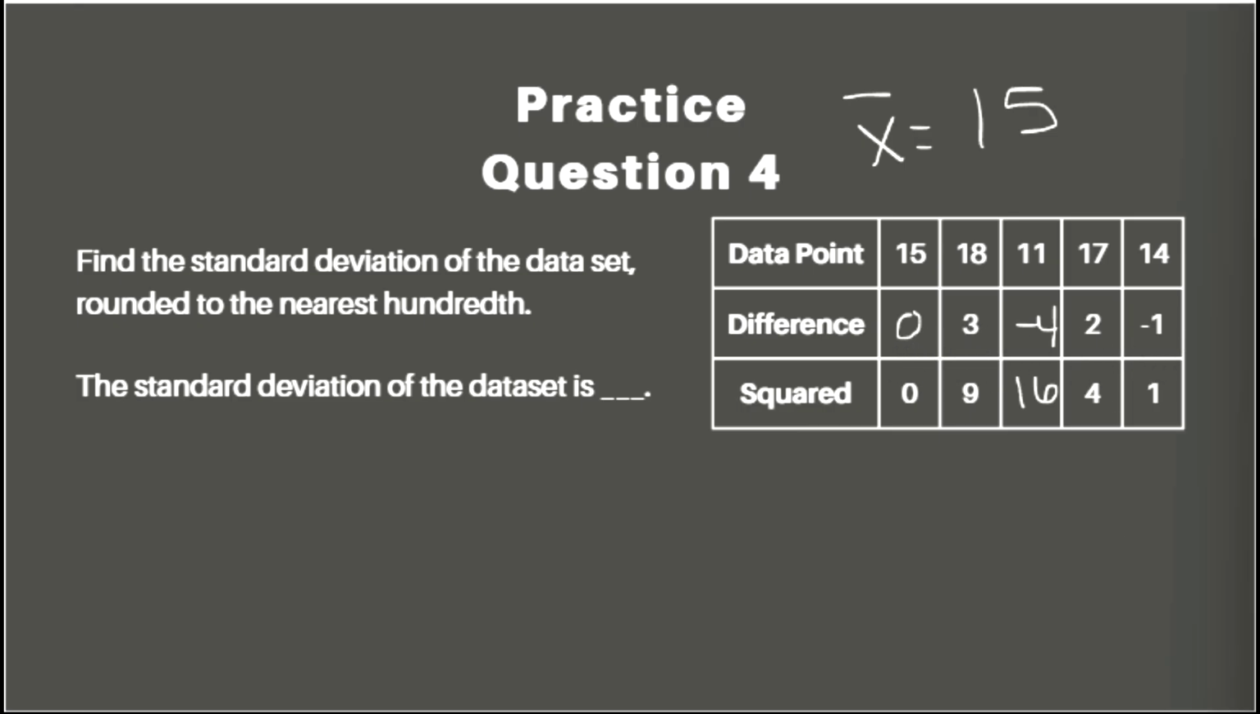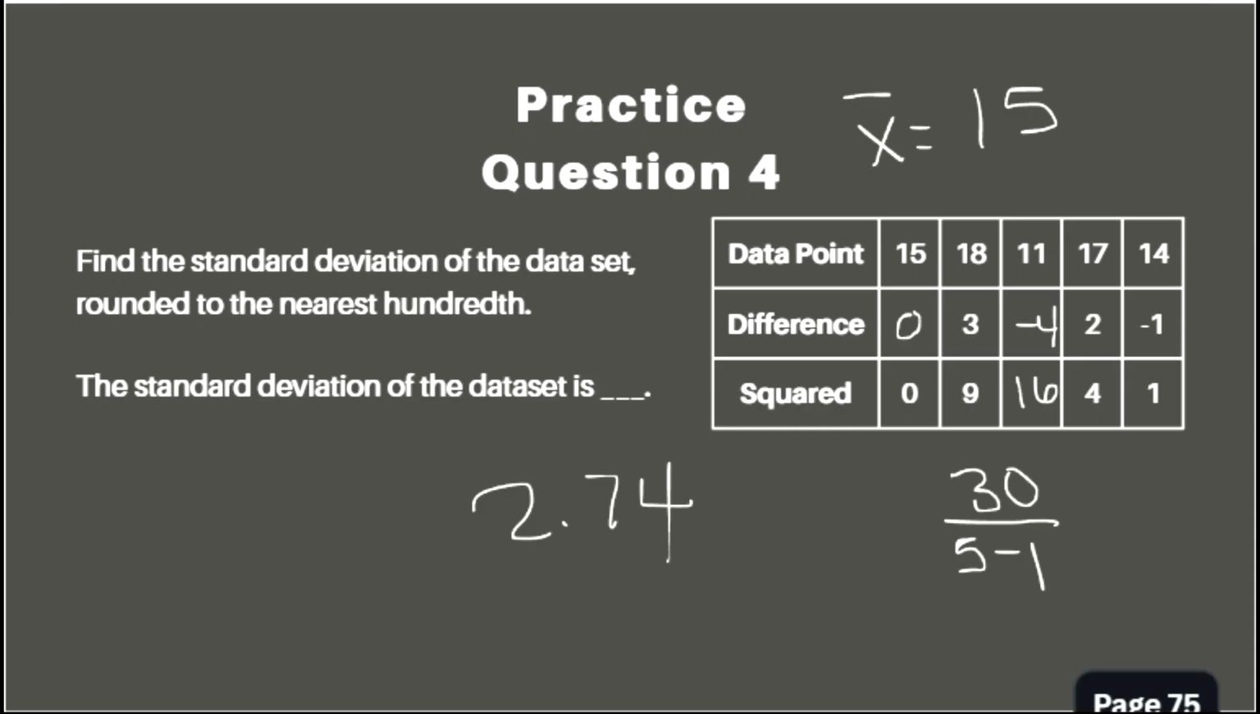So we have 0 plus 9 plus 16 plus 4 plus 1 is 30, divided by n minus 1, which is 5 minus 1. So that becomes 30 divided by 4, which gives us 7.5, and then we need to take the square root of that. And we want it to the nearest hundredth, so it's 2.74 for your final answer.